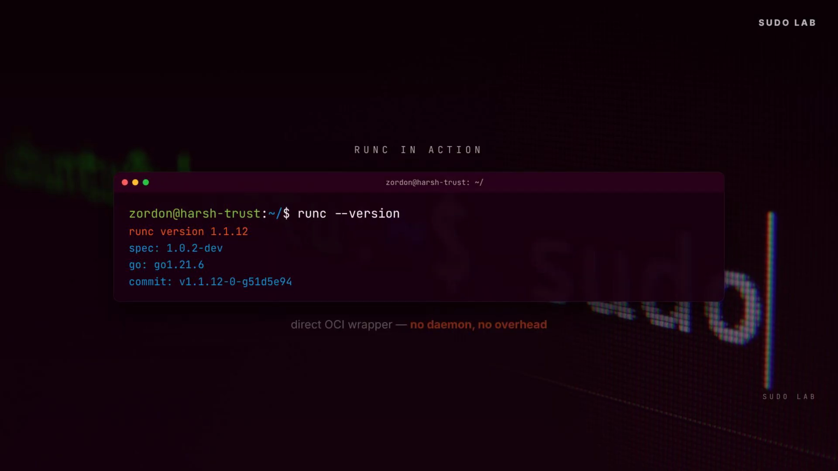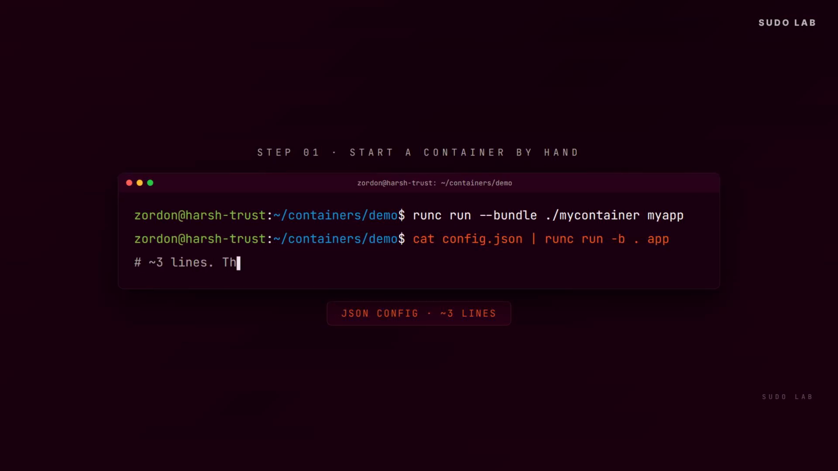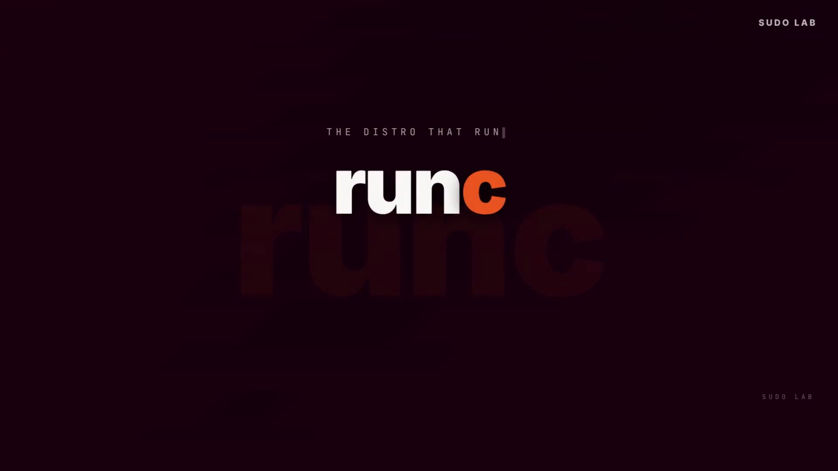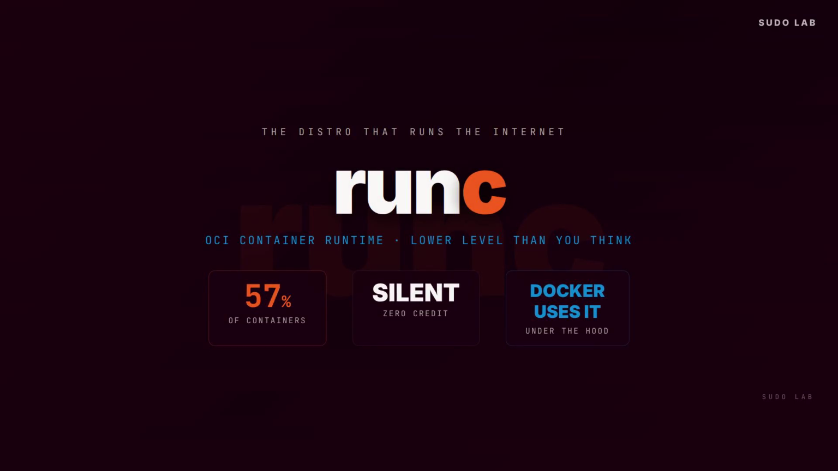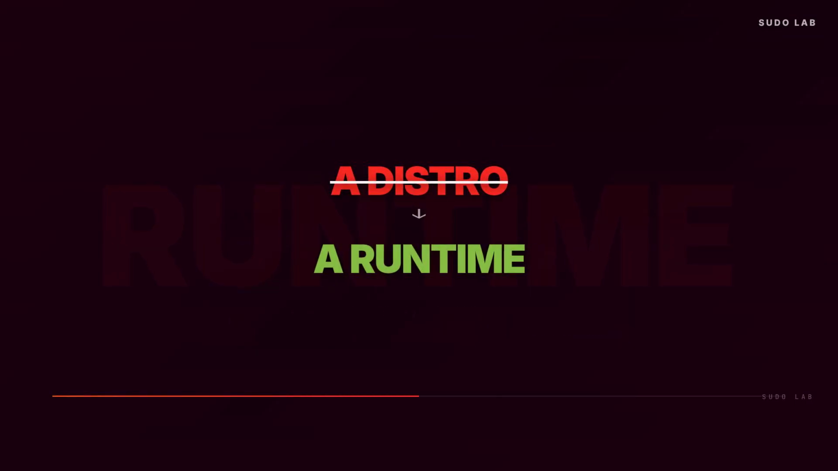If you ever want to feel how thin a container really is, you can use runc by hand to start one from a JSON config file. It takes about 3 lines. Runc is the distro that quietly runs more of the internet than anyone gives it credit for. Except it's not a distro, it's a runtime, and nobody gives it credit at all.